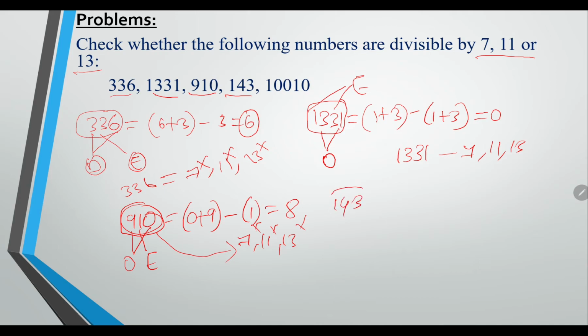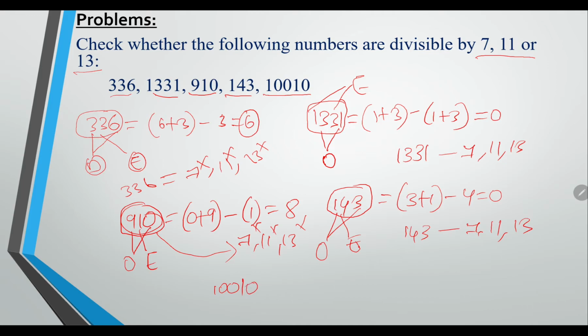While placing the digits of 143, we get 1 and 3 in the odd places, and 4 in the even place. That is equal to 3 plus 1 minus 4, which is equal to 0. As we know that 0 is always divisible by all numbers, therefore 143 is divisible by 7, 11 and 13. Next, we consider the number 10,010.